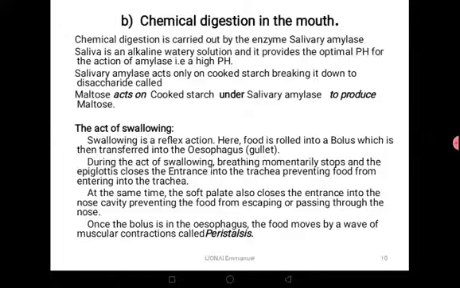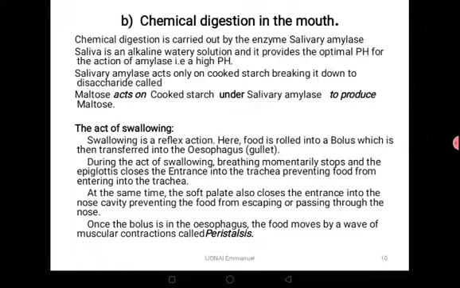So, members, saliva is an alkaline watery solution and provides an optimal pH for the action of amylase. That is to say, a high pH. So saliva is alkaline in nature, and salivary amylase works best in an alkaline or slightly neutral medium. So the pH of the mouth is the best for the action of salivary amylase.